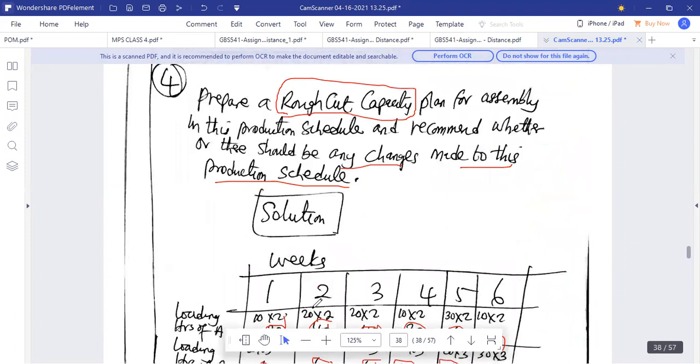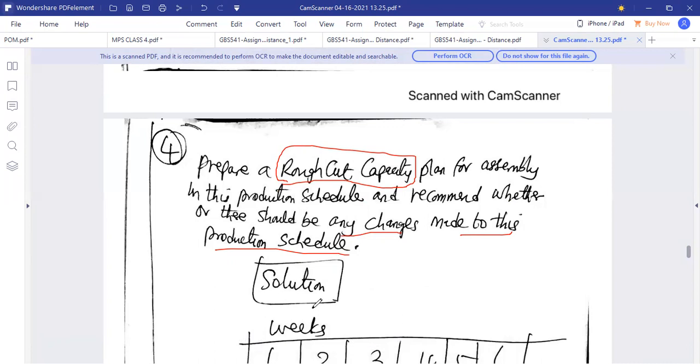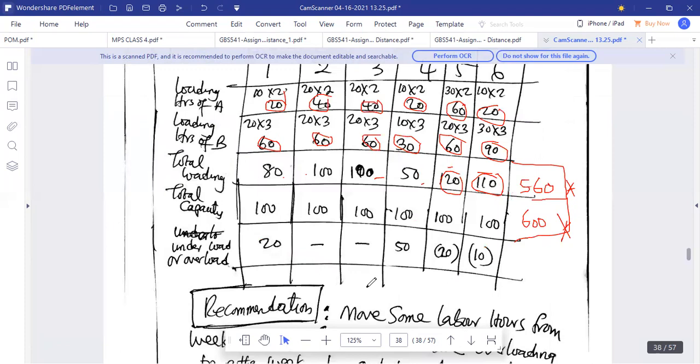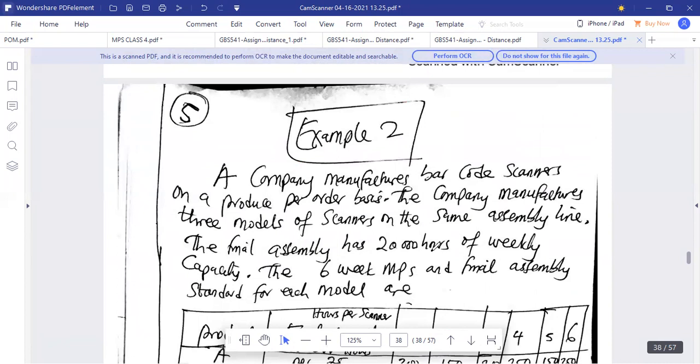Okay, so there are 2 parts involved here: the rough cut planning, and the other one, where we have looked at the load sizing part of it. So let's get into the detail of example 2. We're still looking at the second part. This is example 2 on the rough cut planning.